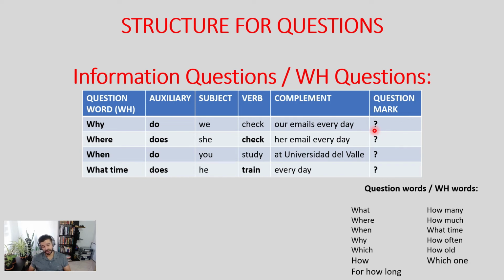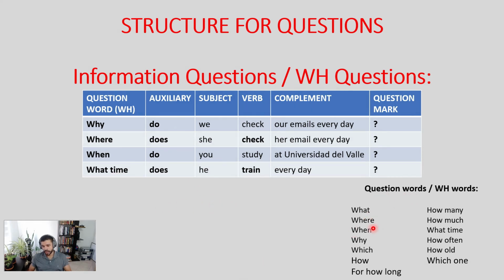Now, the answers here are not yes or no. The answer is actually a reason or an explanation or some particular information that has been asked in the question. For example here, why? The reasons why should be the answer. Where? A place. Information of a place. When? So information of a time or a date or a day of the week. A specific time. What time does he train every day? He trains at 5 a.m. Or you can just go straight to the information: at 5 a.m.